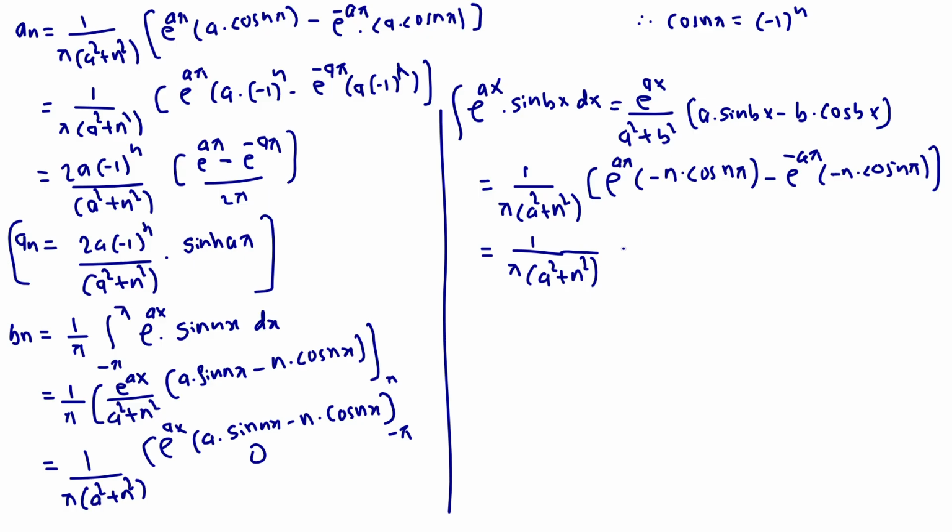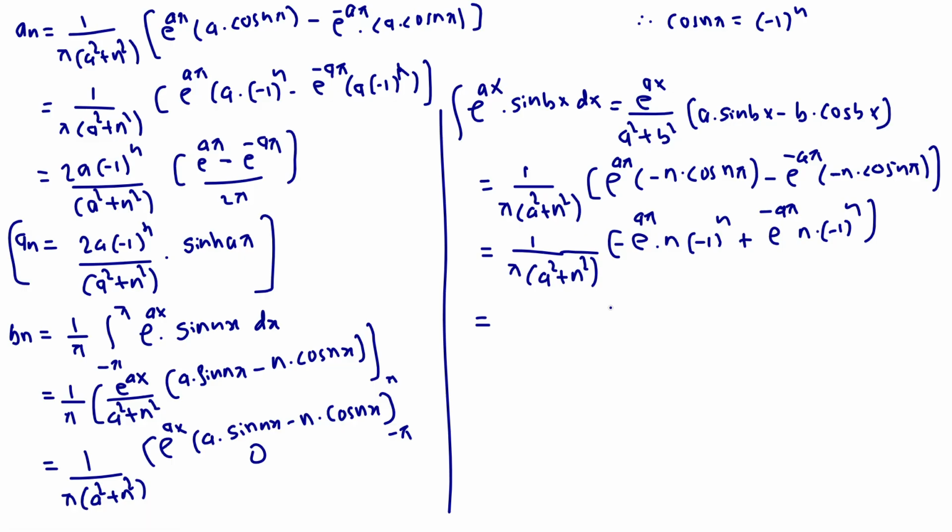Now 1 upon pi into a square plus n square, what I'm doing, I'm taking n cos n pi. Before that, minus e raised to a pi into n, the value of cos n pi we know, minus 1 raised to n, put here again same, this minus and this minus will become plus, so e raised to minus a pi into n into again minus 1 raised to n.